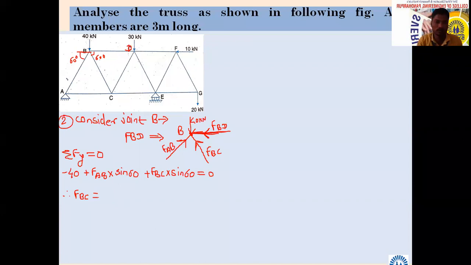What is the value of FBC? 9.68. Is it coming positive? Negative. You have to tell carefully. Positive, sir. Okay. Tell me the value of FAB. 36.76.